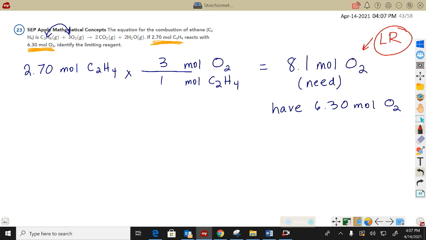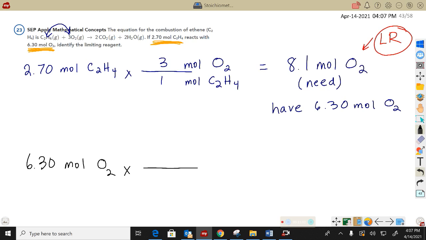So we'd say then that our oxygen is the limiting reactant. It's going to run out. I only have 6.3 moles, so once that's used up, the reaction will stop. I don't have 8 moles of oxygen. And if you run out of a reactant, you can't make any more CO2 and H2O if you don't have oxygen. So the reaction will stop. Now let's say we picked the other reactant. Let's say I started with the 6.30 moles of oxygen, just to prove that it doesn't matter which one you start with.